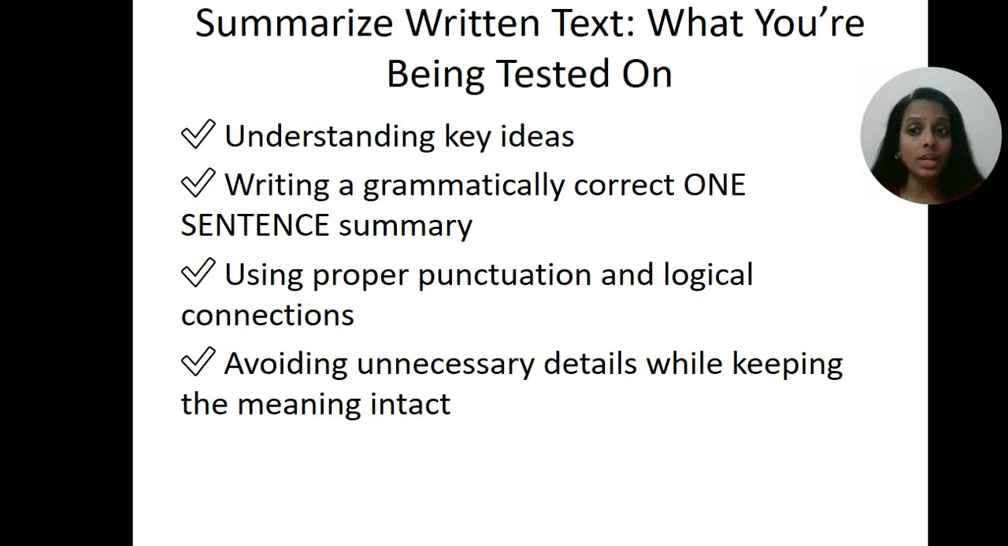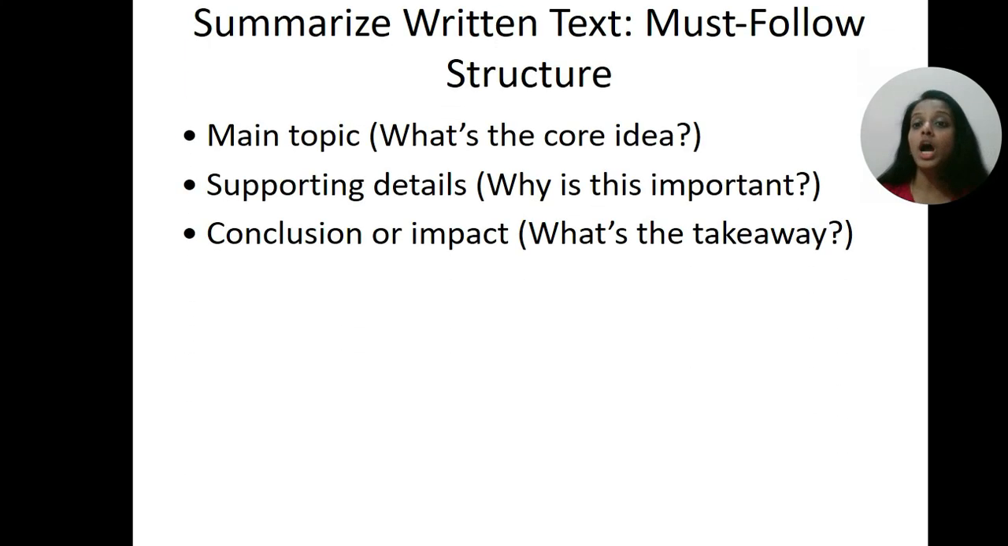So, the second thing you should know is how to make the structure crisp and clear. Your summary should be between 25 to 50 words and must be one sentence only. So, here is the secret structure. First, you have to start with the main topic. So, basically, what's the core idea, right?